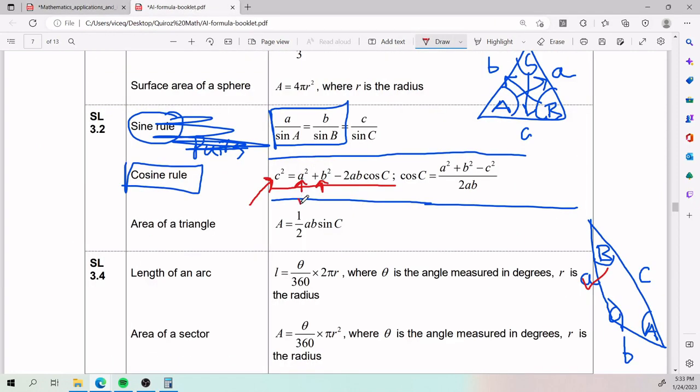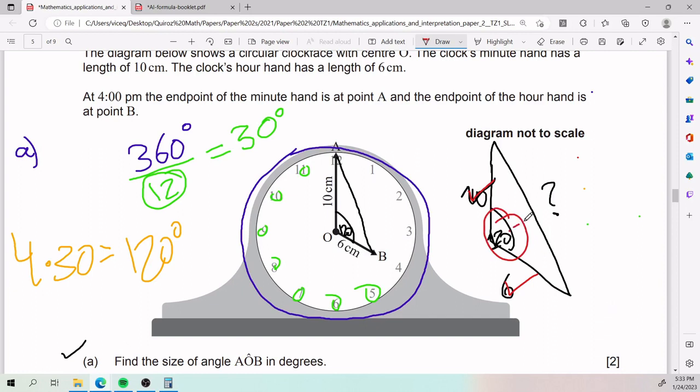So that would be A and B. The 2AB, I have it as well. And cosine C is the angle of your missing side. I'm going to say that again. It's the angle of your missing side. So, bada bing, bada boom, we can use the cosine rule.